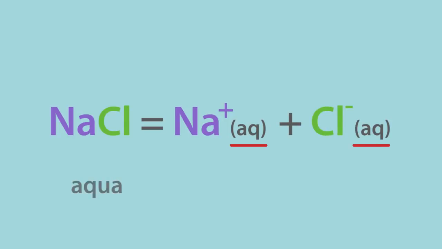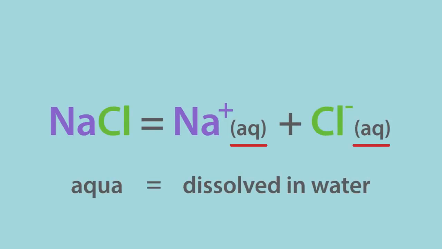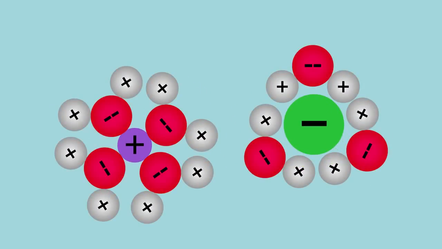AQ, or aqua, means dissolved in water. Each ion is surrounded by a sphere of polar water molecules, the slightly positive hydrogens near negative ions, and the slightly negative oxygens near positive ions.